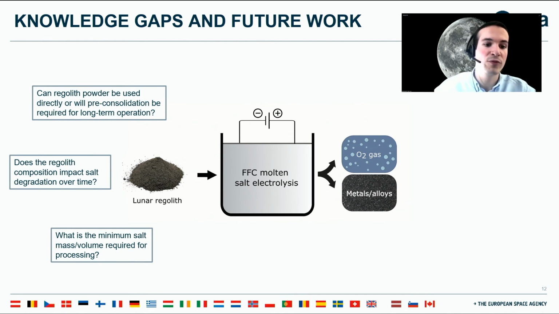The minimum salt to mass of regolith ratio. For now, we know that we have 1 to 33. We try to get it lower. How low, we'll see that as well.